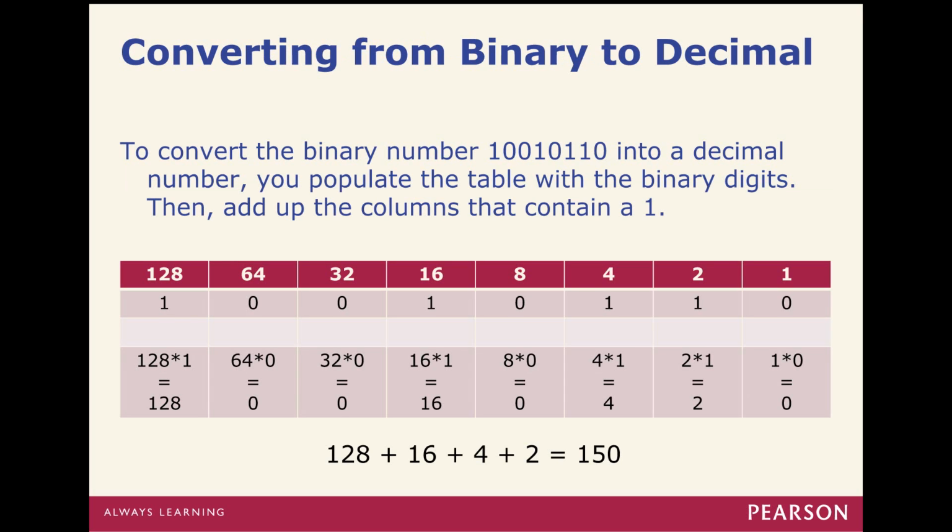When we convert from binary to decimal, you get your ones and zeros already in place, you set them up in this table, and then you add up all the places where you see a 1. So in this case, we have 128 has a 1 in it, so we'll add the value 128. So does 16, so we'll add 16. The 4 and the 2, so 128 plus 16 plus 4 plus 2 equals 150. So what you see here is the binary equivalent of 150 in decimal.